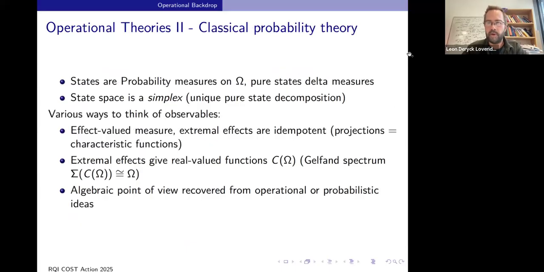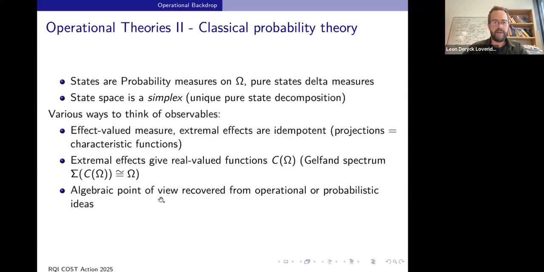So two examples of operational theories are, of course, classical probability theory and quantum theory. So classically, we think of states as probability measures on some space of outcomes. Pure states are just the points or the delta measures. And the state space is a simplex, which means you can decompose any mixture uniquely in terms of pure states. So that's the fundamental characterization of the state space of classical operational, or probabilistic, theories.